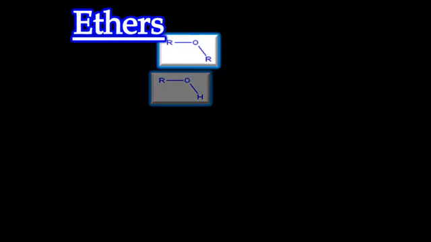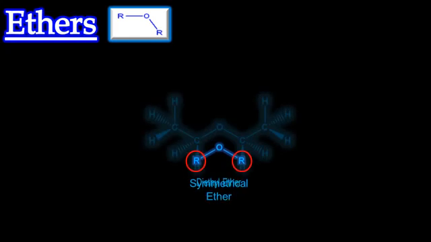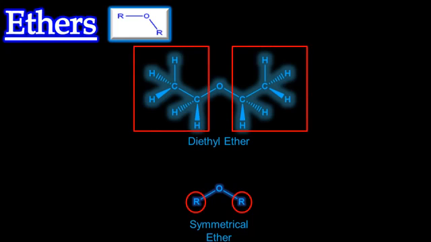Ethers. Ethers feature a central oxygen bonded to two carbon-containing groups. If the two carbon groups attached to the central oxygen are identical, then a symmetrical ether results. Diethyl ether is an example of a symmetrical ether. It features two ethyl groups attached to the central oxygen.